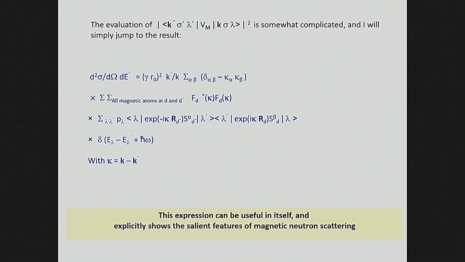So evaluating that matrix element is not completely trivial, and I'm going to jump to the bottom line and then give you some guiding principles. There's actually three or four different pieces here. There's a piece out front that is the kinematic piece. There's a piece here which originates from the fact that it's the dipole moment of the neutron interacting with the dipole magnetic moments associated with the spin of the electron, for example. So this is going to give us some polarization information even in an unpolarized neutron scattering experiment. And we'll come back to that.